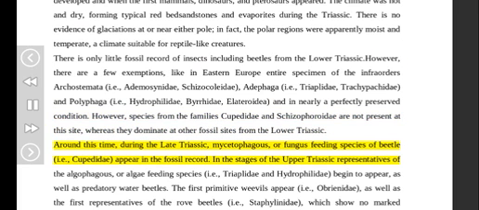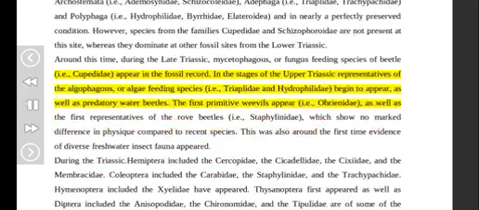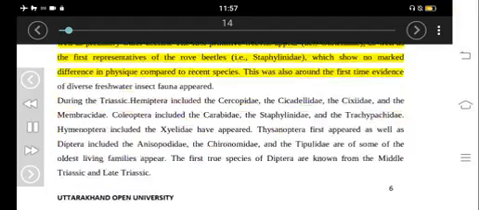Around this time, during the late Triassic, mycophagous, or fungus-feeding, species of beetle, i.e., Cupetidae, appear in the fossil record. In the stages of the upper Triassic, representatives of the algophagous, or algae-feeding, species, i.e., Trichlinidae and Hydrophilidae, begin to appear, as well as predatory water beetles. The first primitive weevils appear, i.e., Obrienidae, as well as the first representatives of the rove beetles, i.e., Staphylinidae, which show no marked difference in physique compared to recent species.